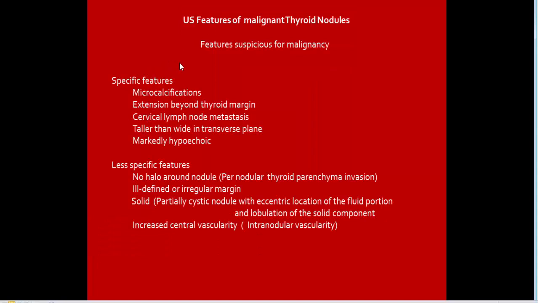What are the ultrasound features of malignant thyroid nodules? Specific features: microcalcification, extension beyond the thyroid margin, cervical lymph node metastasis, taller than wide in the transverse plane, markedly hypoechoic. Less specific features: no halo around the nodule, perinodular thyroid parenchyma invasion, ill-defined irregular margin, solid partially cystic nodule with eccentric location of the fluid portion and obtuse angles of the solid component, increased central vascularity, intranodular vascularity.